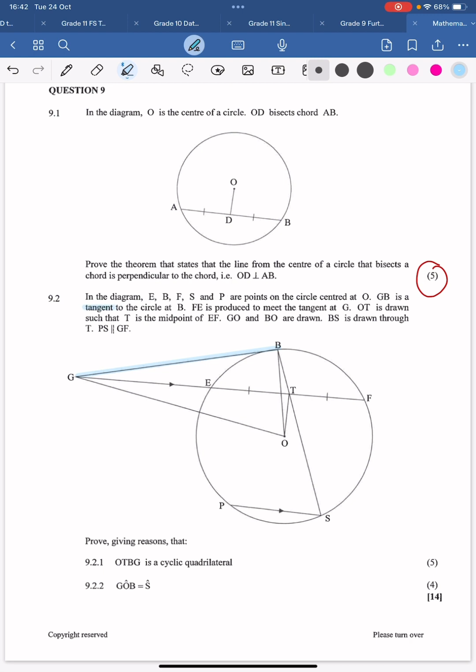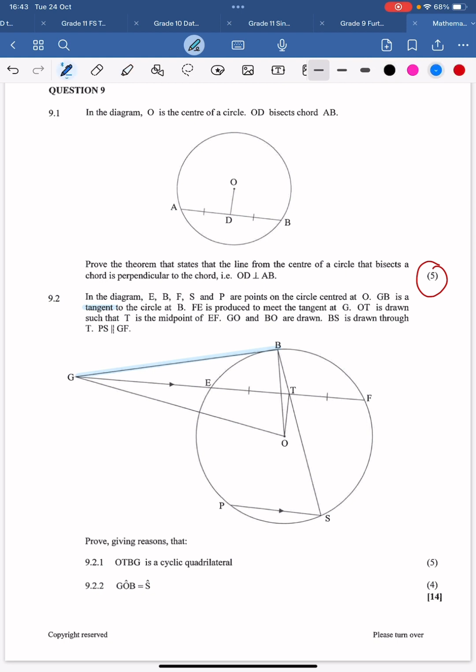FE is produced. FE produced, we've just spoken about that. Produced means extended to meet the tangent at G. OT, that line over there, is drawn such that T is the midpoint of EF. So T is the midpoint of EF. Guys, that is important, right?